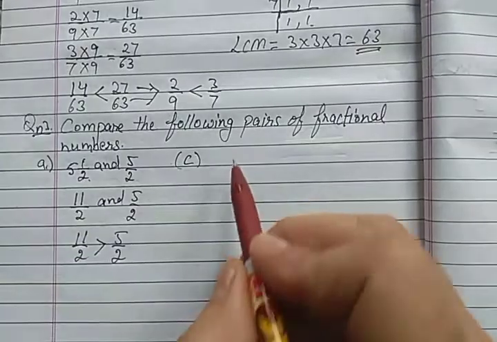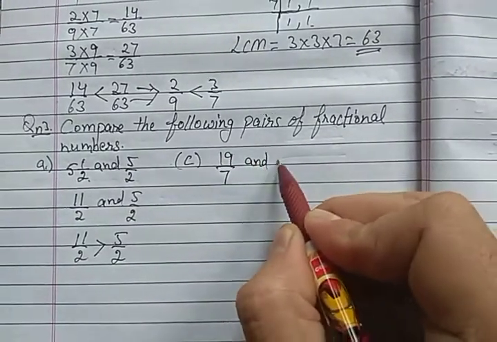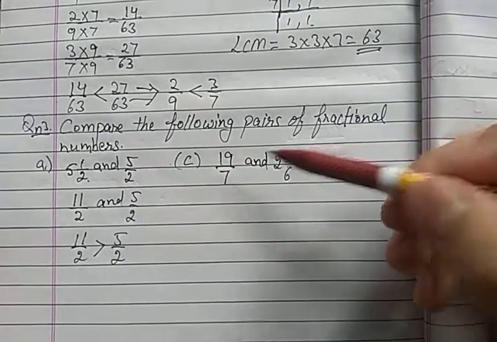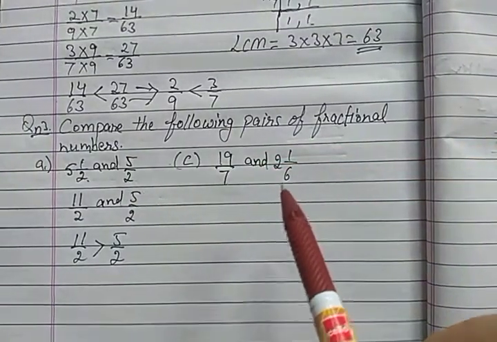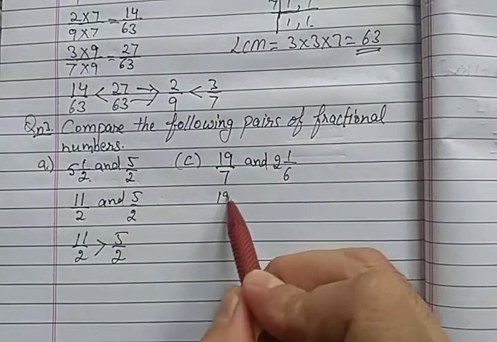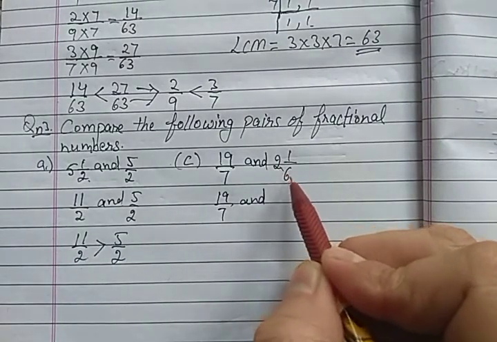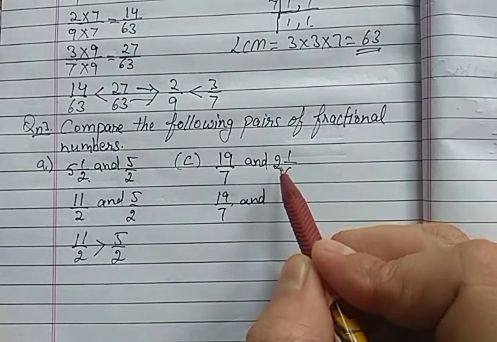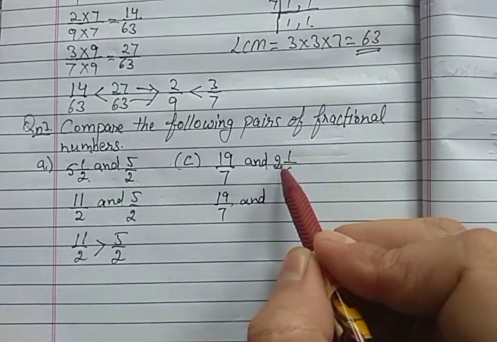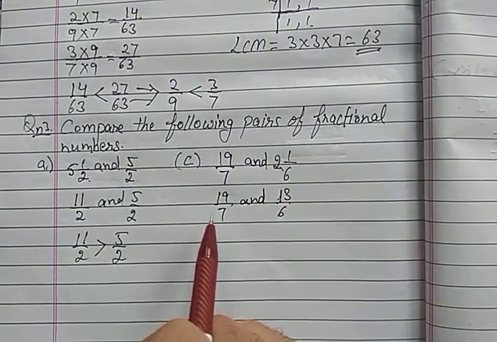In C part we have to compare 19/7 and 2 whole 1/6. 2 and 1/6. Now first of all, what is our first step? We have to convert this mixed number into improper fraction. So 19/7 and first of all we have to multiply these two numbers, so 6 2s are 12, and then add the product with the numerator. So 6 2s are 12, 12 plus 1 is 13/6. Now we have to compare these two fractions.